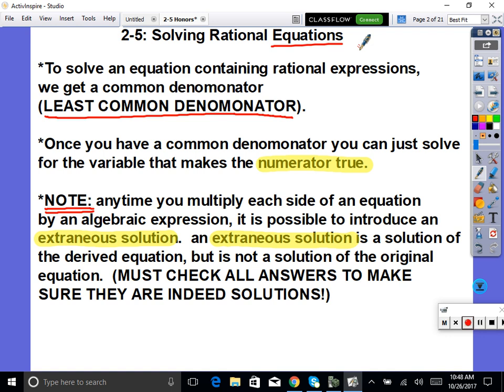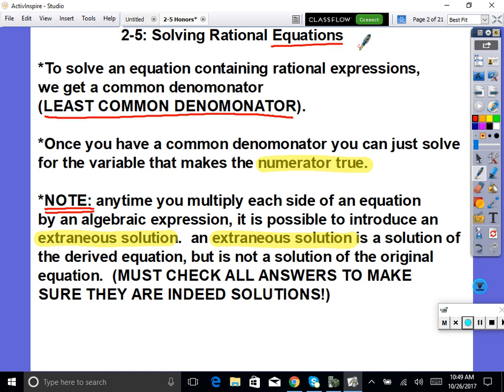Now, here's one thing to note. Anytime we're getting a least common denominator and multiplying both sides of an equation by something different, manipulating equations, we can get extraneous solutions. An extraneous solution is a solution that is derived from the new equation you just created. We'll manipulate these correctly, but we might get a solution of the new equation that's really not a solution of the original equation we're solving. The only way to know if a solution is extraneous is by simply checking your answer.